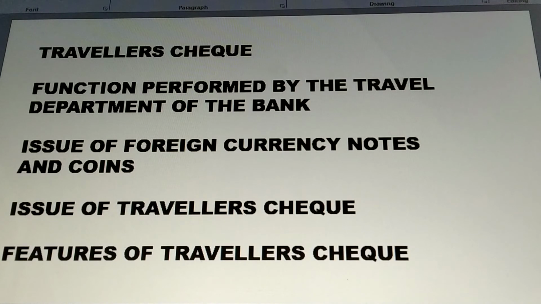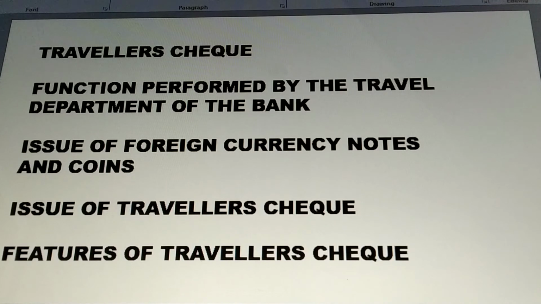So, the issue of traveler check, once again we'll recollect it. A traveler check is a negotiable instrument which can be used as a safe means of making payments in foreign currency. This instrument removes the risk associated with liquid cash while traveling abroad. Traveler checks are issued by banks in different denominations, and the purchaser or the buyer does not require an account with the branch issuing the check. So that is something about the issue of traveler check.